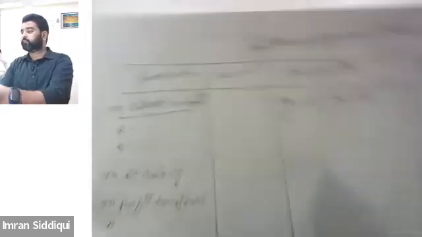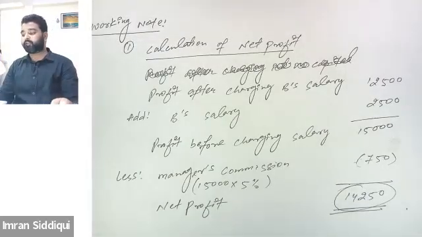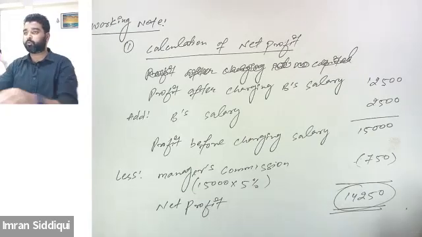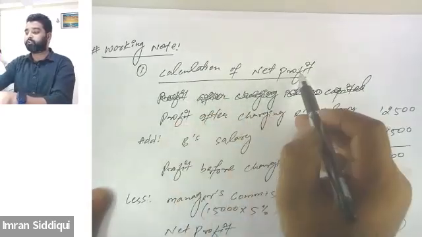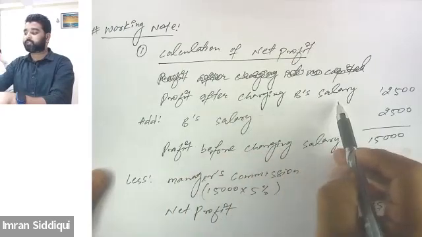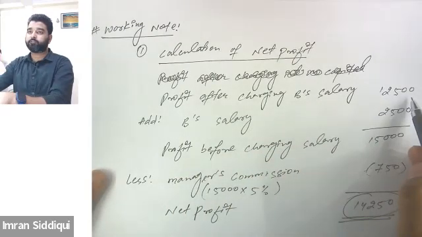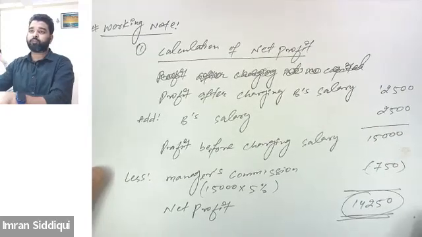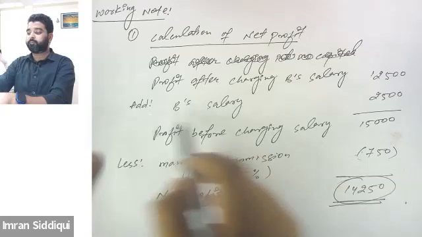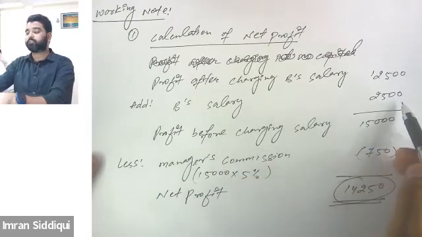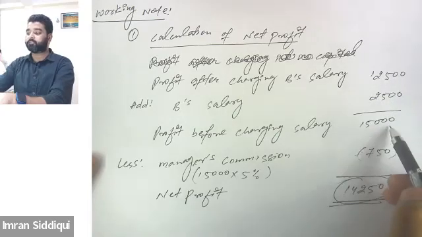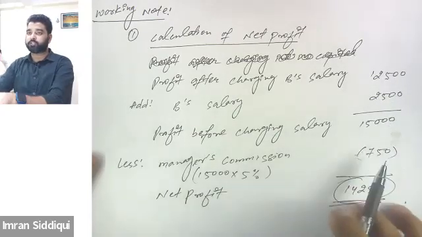For that purpose, I have made a working note for finding out the value of the net profit. In the working note, we will be writing the calculation of net profit first. Then the profit after charging B salary is already given to you, 12,500. So to find out the profit before charging salary, we will be adding B salary. B salary is given in the question as well, 2,500. 12,500 plus 2,500, we will get 15,000. This is the profit before charging salary.